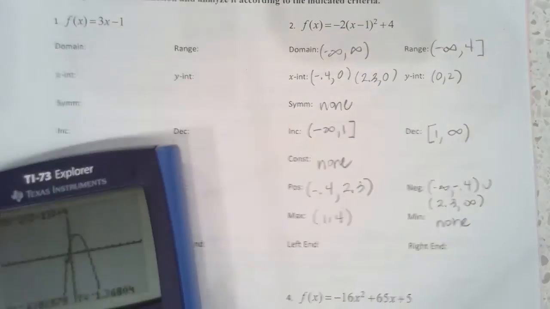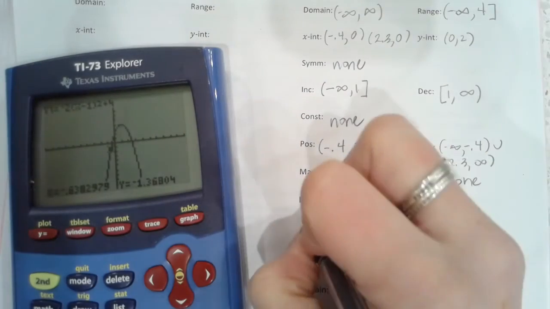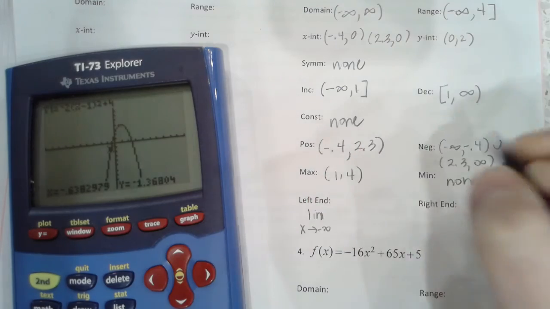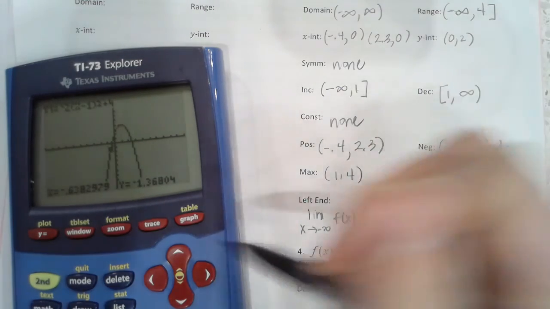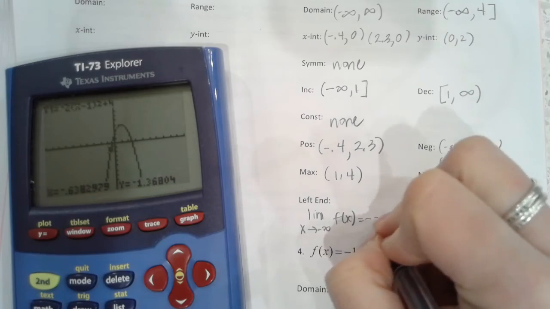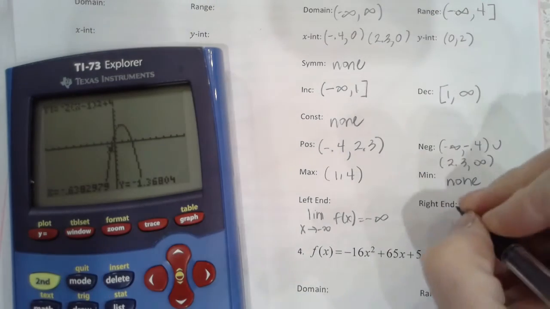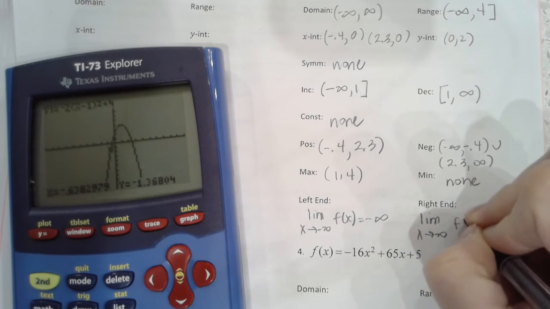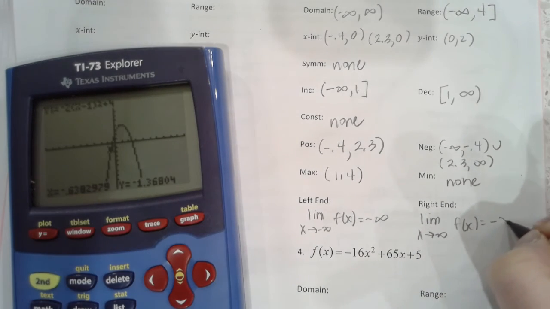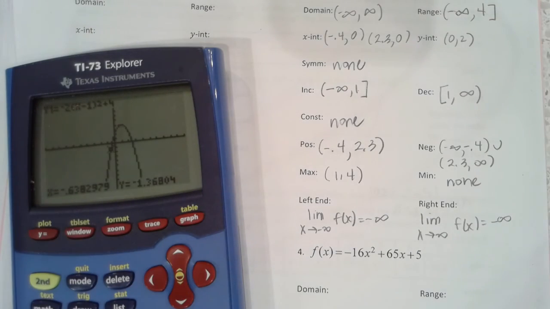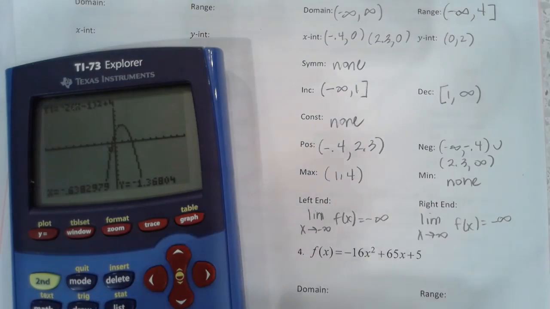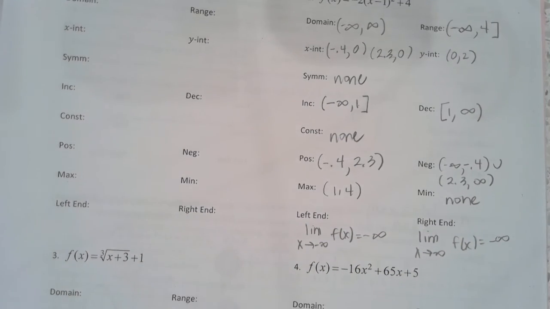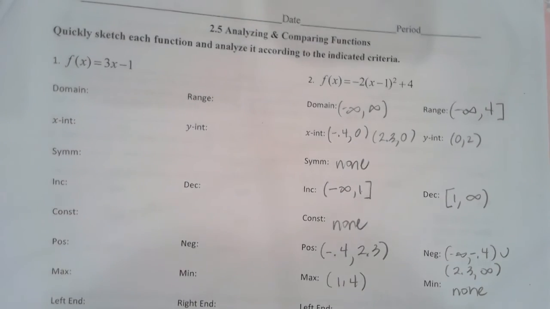Then the left end, that means what is the limit as x approaches negative infinity of our function? So it's going down, so that will be negative infinity. And then for the right end, we're trying to figure out the limit as x approaches positive infinity for the function, which will give us also negative infinity. So that's what you're doing on this worksheet. You're just going to plug it in and trace it and see where your numbers are and write down 1 decimal afterwards, and you do not have to round, okay?